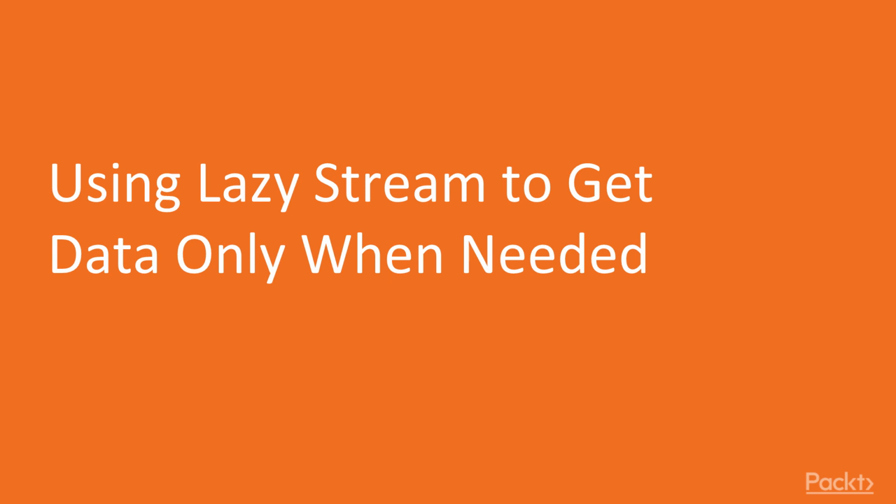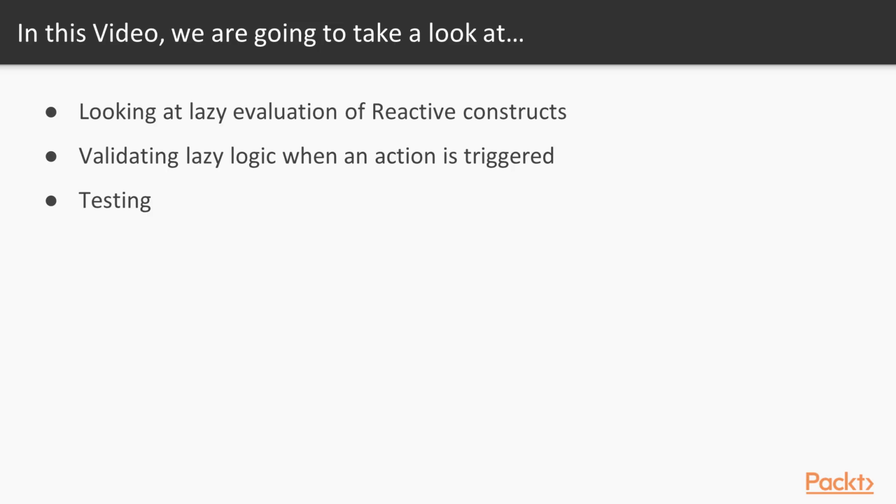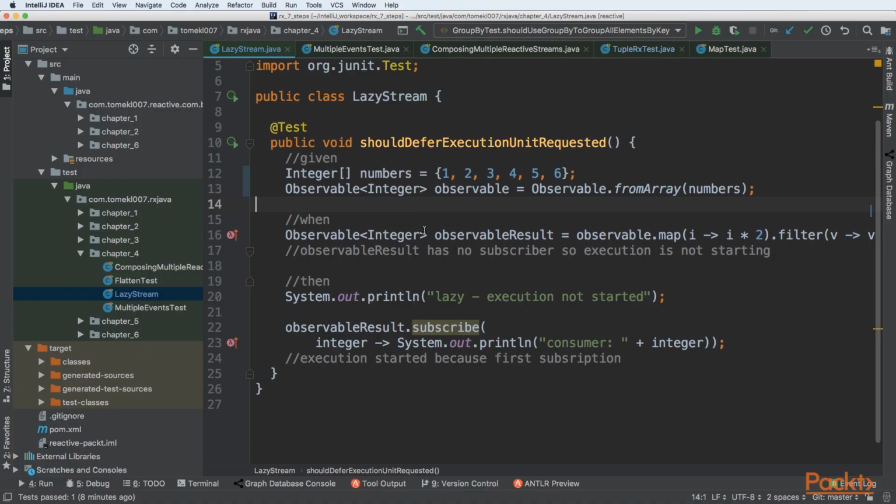This is a first video in which we'll be using lazy stream to get data only when we want that data. So we'll be looking at the lazy evaluation of reactive constructs, we'll be validating lazy logic when triggering action, and finally we'll do testing. So let's consider a simple example.